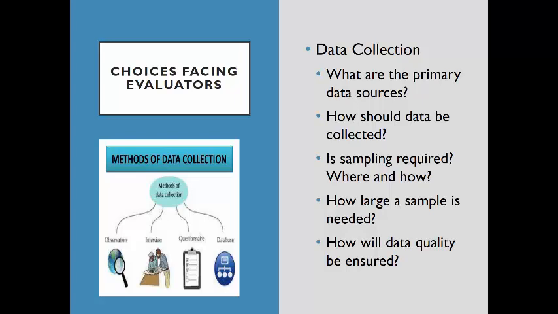Is this going to be from file review? Is it going to be collected from the data themselves? Are the people who are giving the program going to collect it? Or are other people going to come in? Is sampling required? So if you have 10,000 people who are completing this program all across the United States, the chances that you're going to be able to travel and get data from every single one of those people is probably nil.